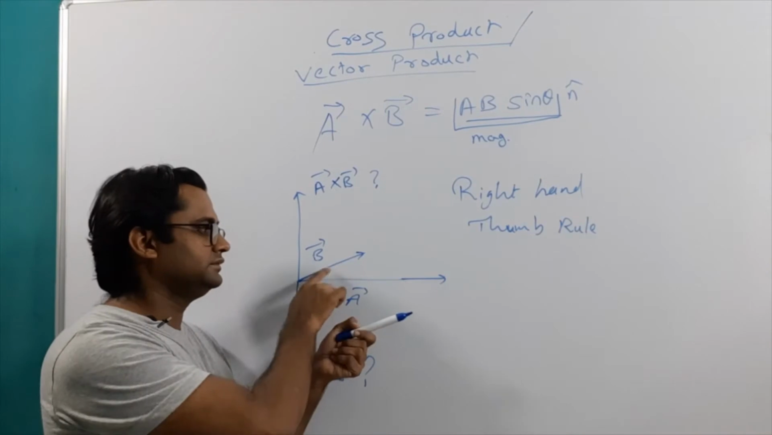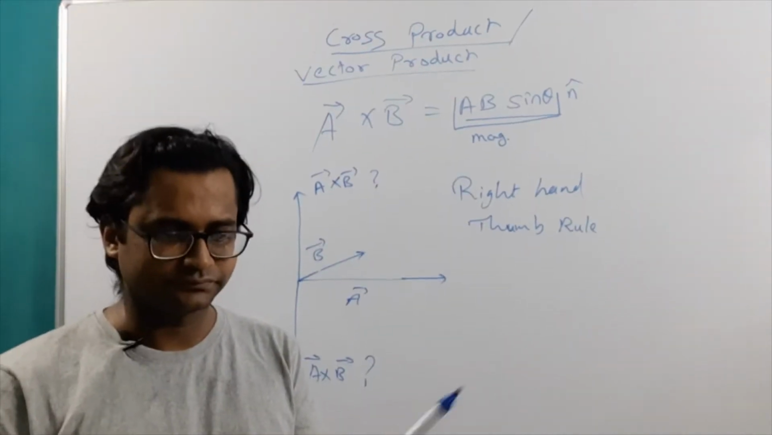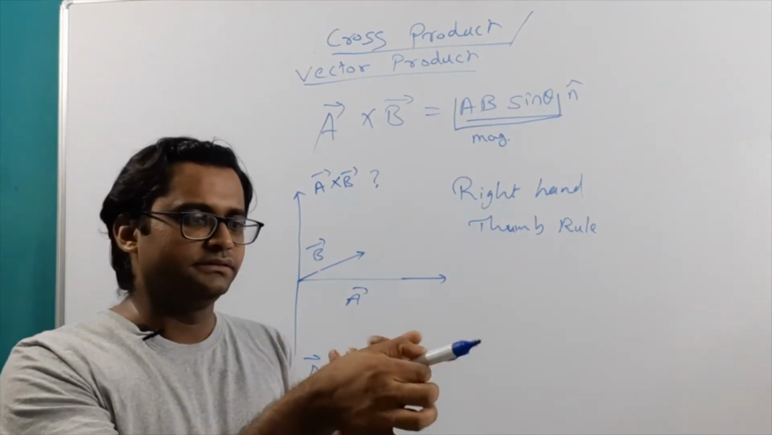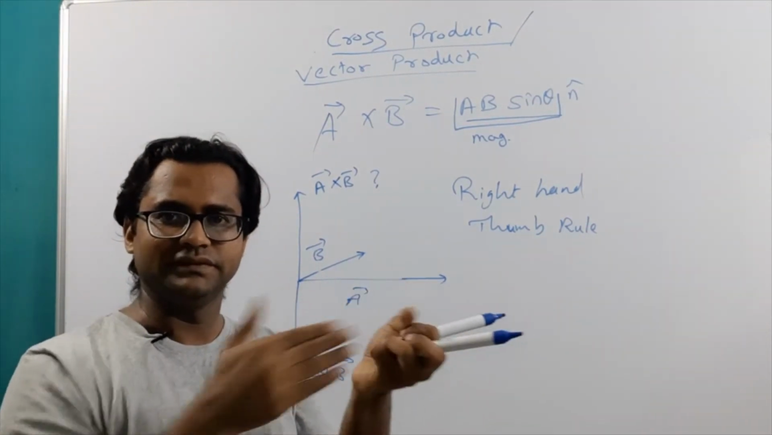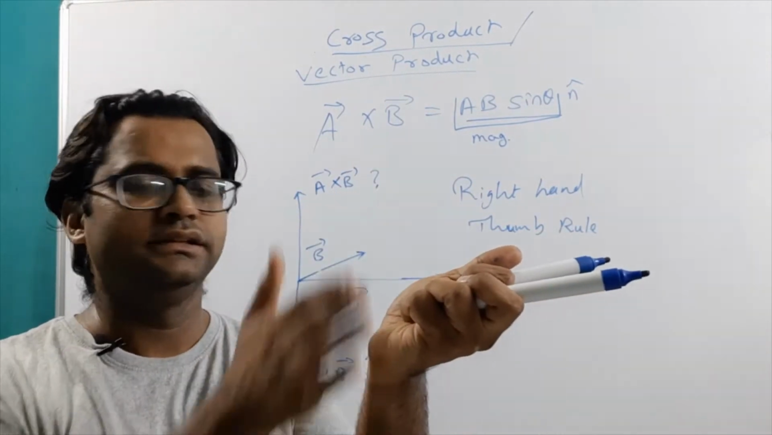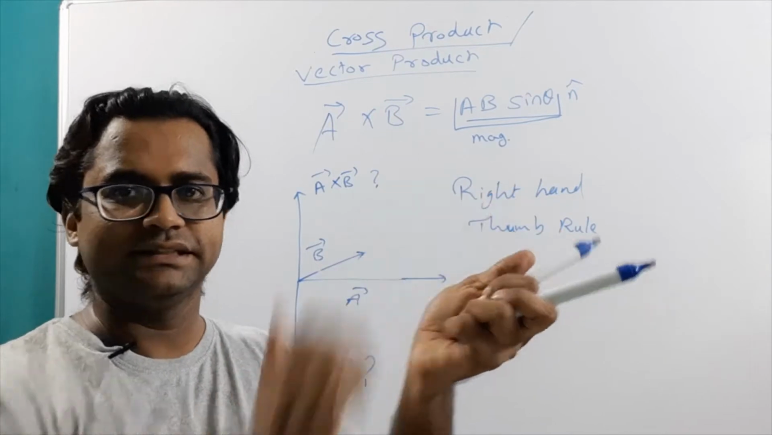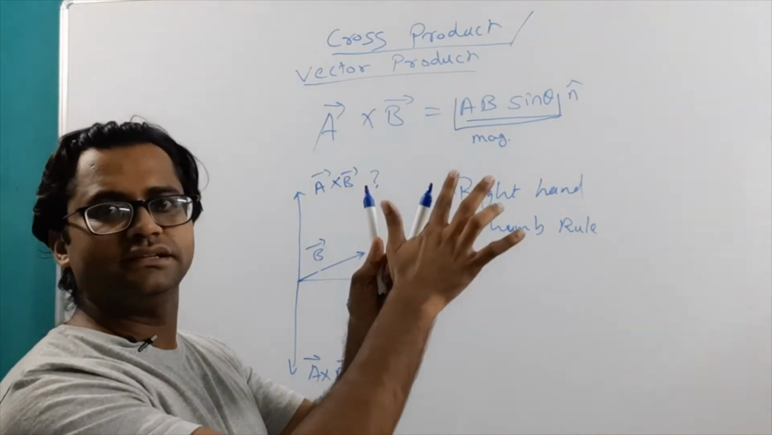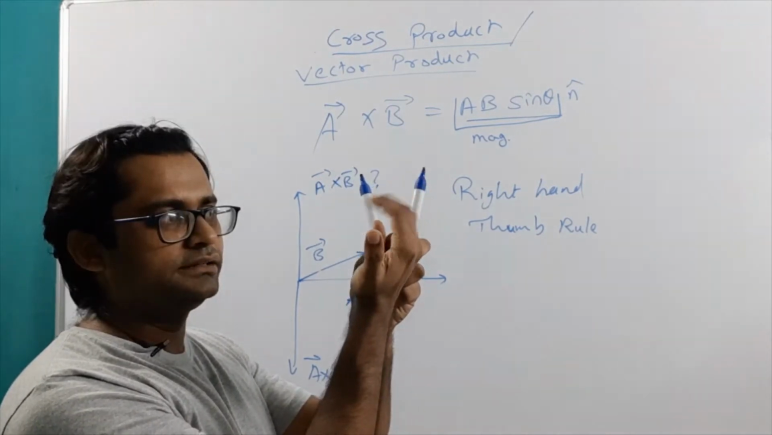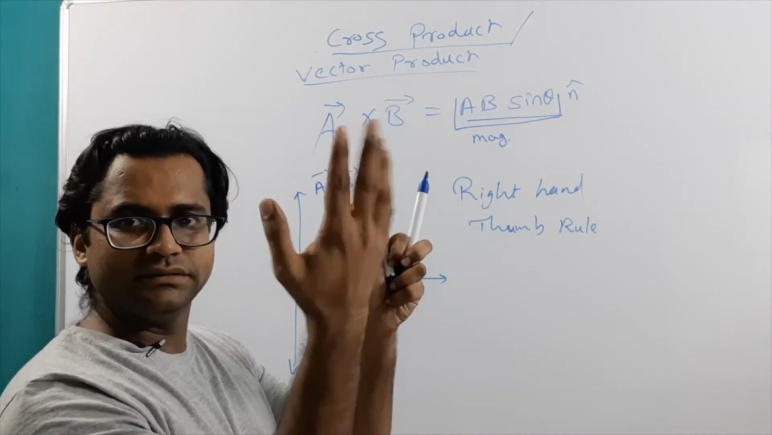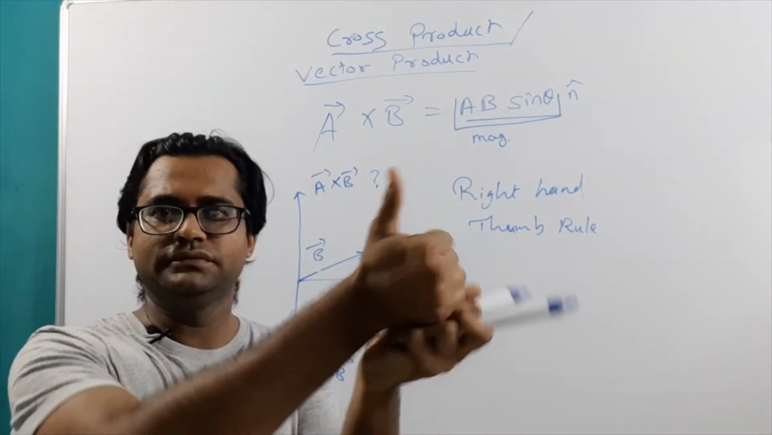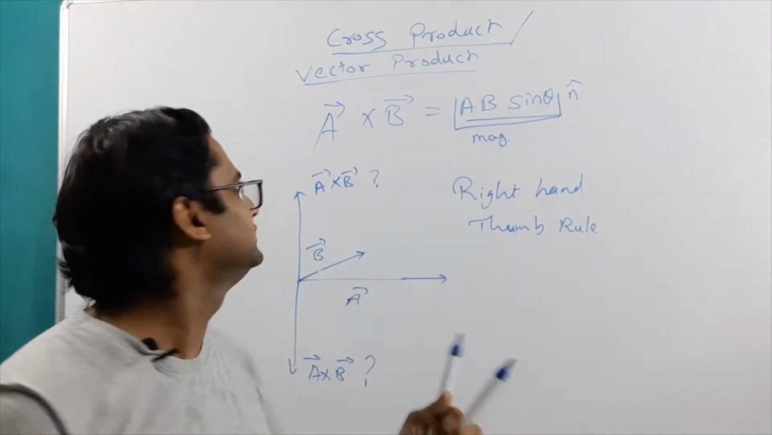If we now visualize this situation in space, these are again my vectors, first vector, second vector, like this. This is my A vector, this is my B vector. If I rotate the first vector towards the second, the direction of rotation is given by the curled fingers of the right hand. Then the thumb shows the direction of A bar cross B bar.